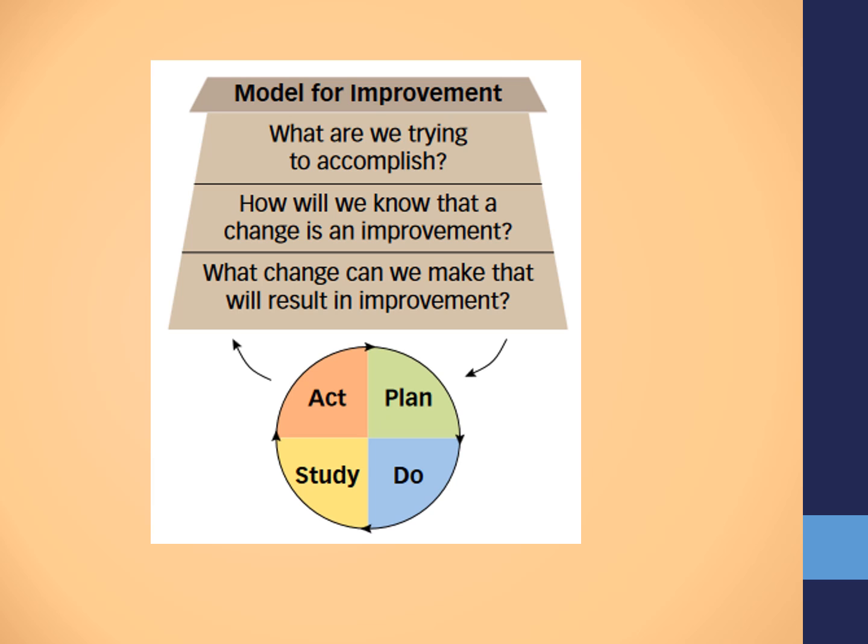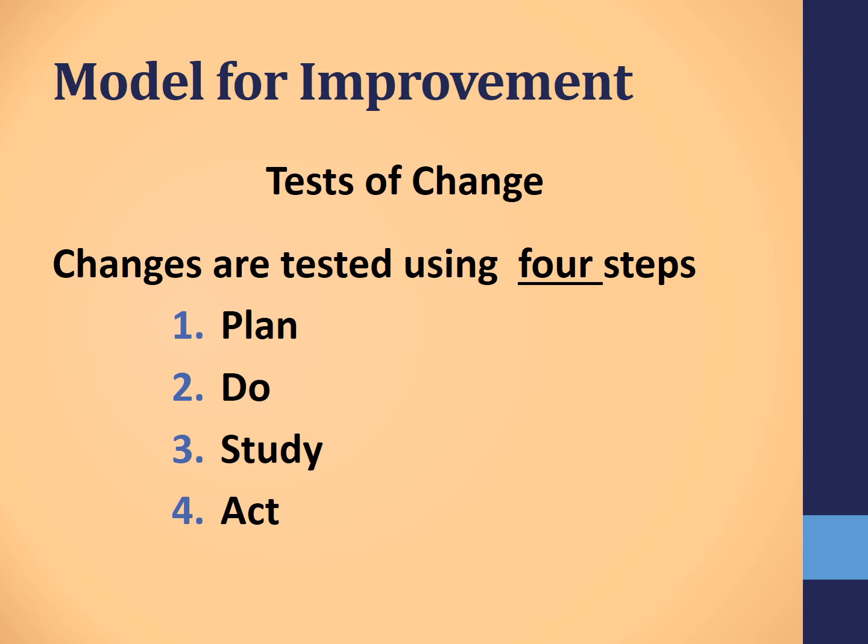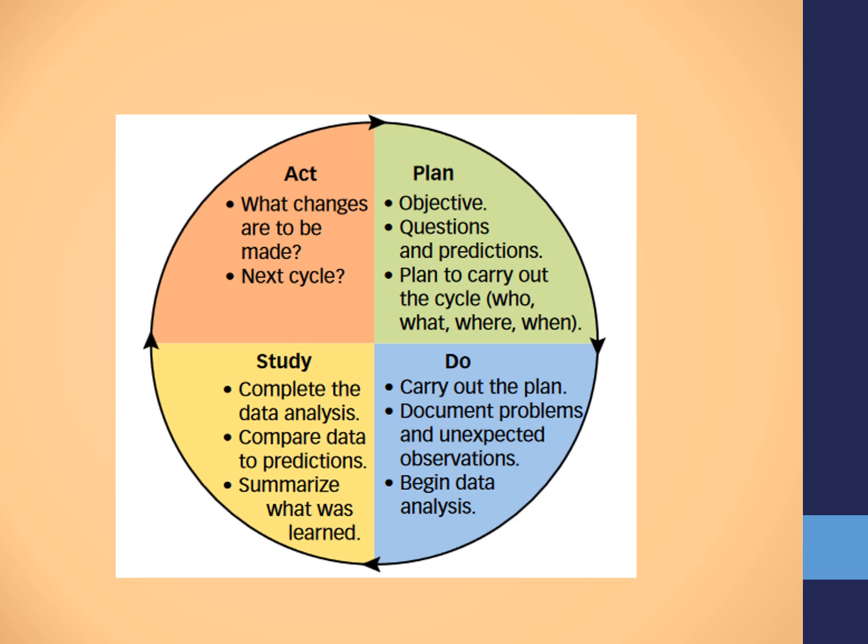This diagram is a great illustration for the model of improvement and captures how the questions play into the PDSA cycle. The changes that are tested use 4 steps: plan, do, study, act. And this figure captures in a very succinct way all 4 phases. We begin in the right upper portion, and this is the beginning for all projects using this framework, is that we start in the planning phase.